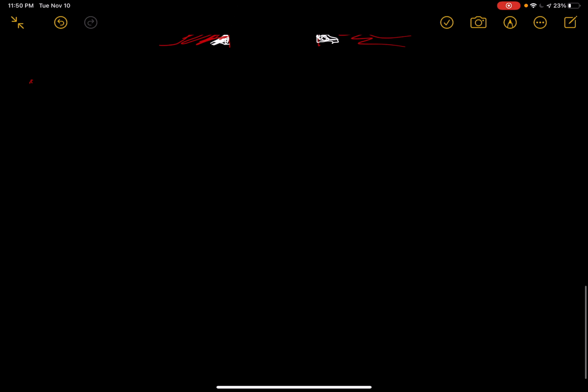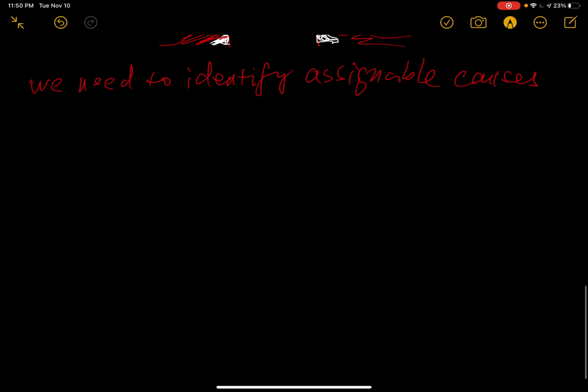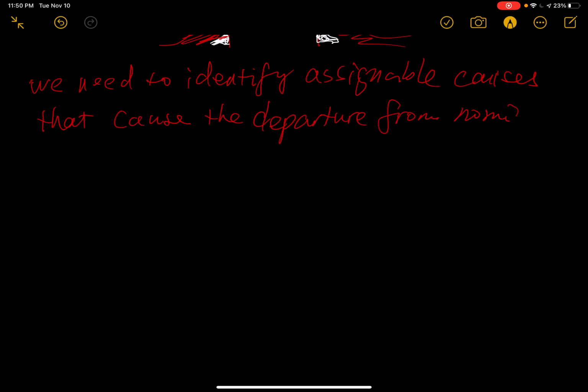So we need to identify assignable causes that cause the departure from nominal distributions. Okay, so this is the idea.